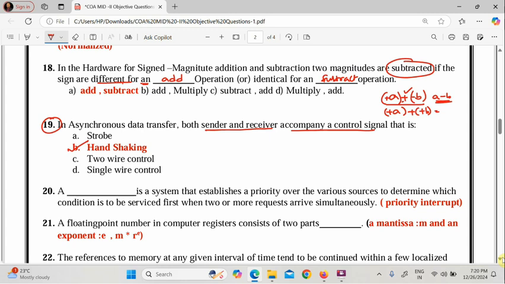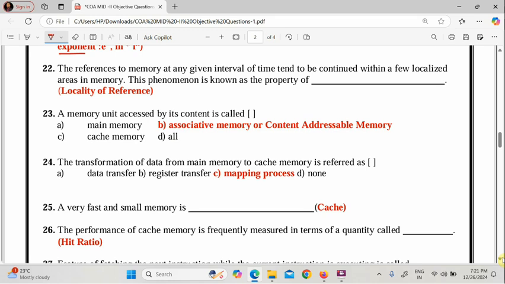A dash is a system that establishes a priority over the various sources to determine which condition is to be serviced first. When two or more requests arise simultaneously, it is decided by priority interrupt. A floating point number in a computer register consists of two parts called mantissa and exponent. The references to memory at any given interval of time tend to be confined within a few localized areas in memory. This phenomenon is known as the property of locality of reference.